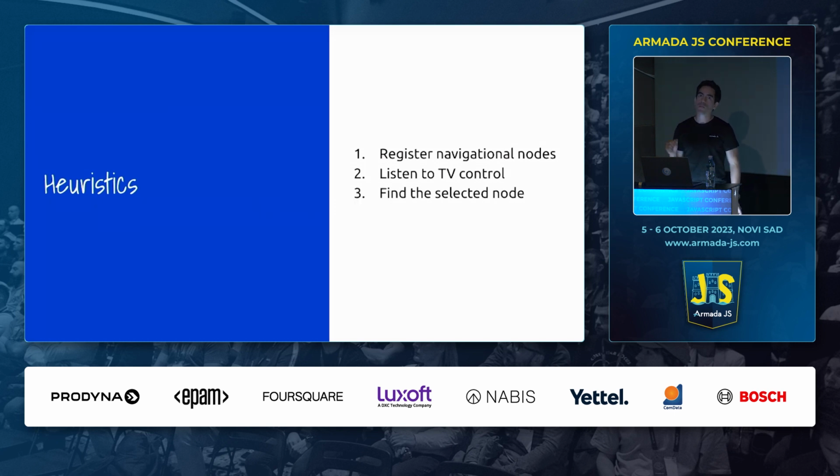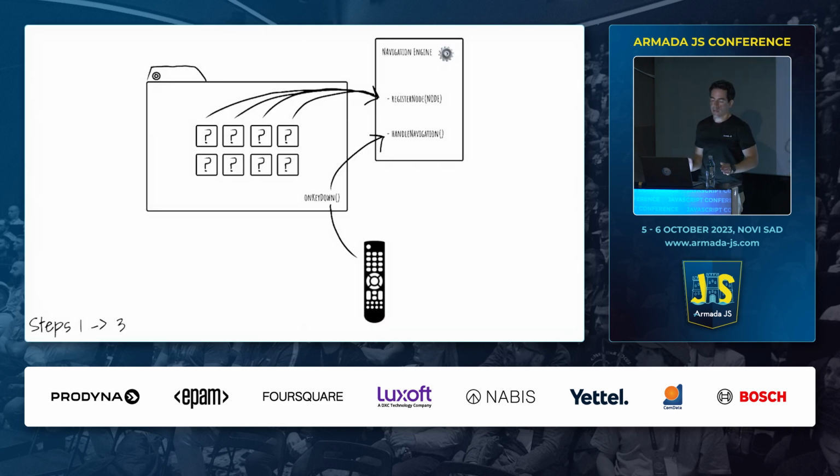Once one of the directional keys is pressed, then we find the selected node, depending on where the cursor is and where it should go. And finally, we just update the cursor to indicate which element has to be selected. If you look at the diagram from step 1 to 3, you can see that we have a new instance called the navigation engine. That's going to be our class that has 2 methods, one for adding these navigational nodes, and the other one for handling the events coming from the TV control and executing the handle navigation method.